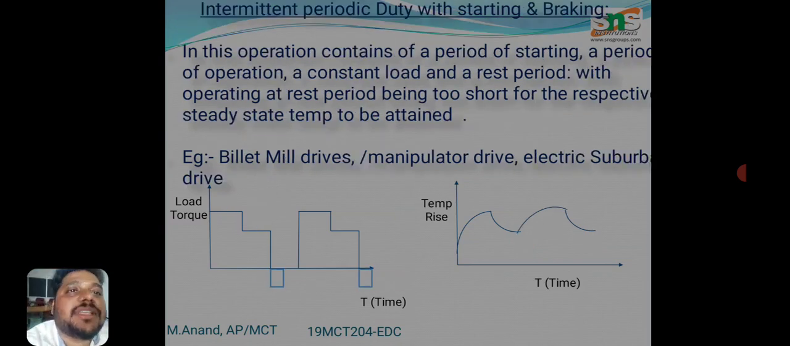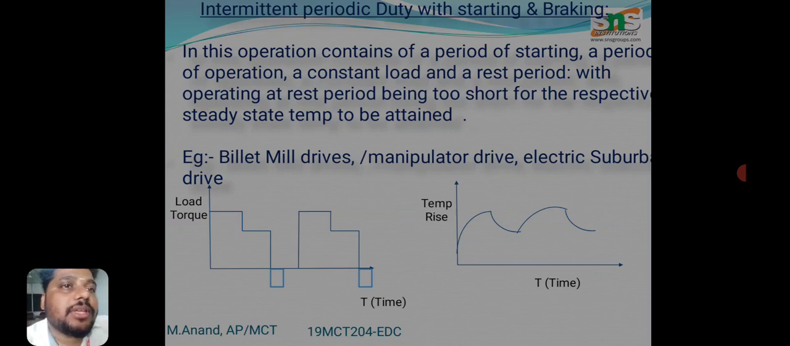And then the final one is intermittent periodic duty with starting and braking. In this system the starter has high load and braking has negative torque. Only then is the torque generated less than 0, that is negative torque. This negative torque is created during the braking time. This operation contains a period of starting, a period of operation at constant load, and a rest period, with the rest period being too short for the respective steady state temperature to be attained. Examples: billet mill drives, manipulator drives, and electric submersible drives.